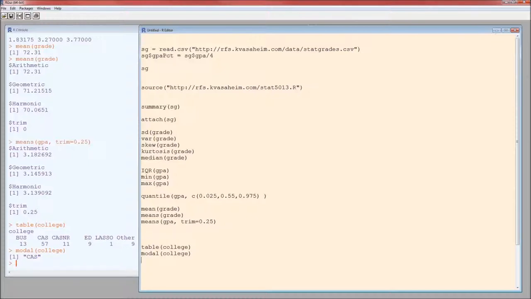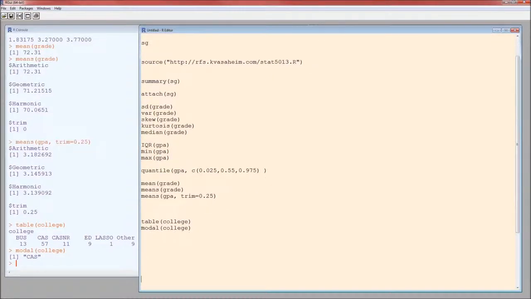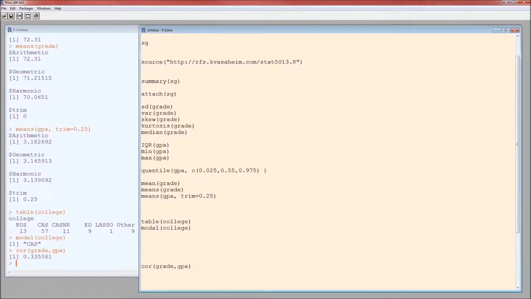Those are basically the only two important univariate measures for categorical variables. So let's go ahead and look at bivariate correlations. It's COR. You can look at a correlation between grade and GPA. It's 0.335581. We could also look at a correlation between GPA and age.